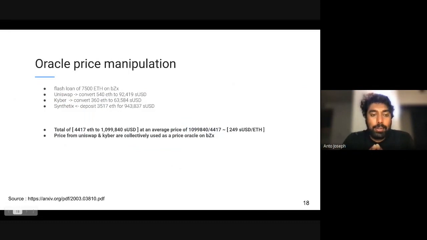So initially, there's a flash loan of 7,500 Ether on BCX. And then the attacker would convert their Ether to SUSD on Uniswap and Kyber. And they would deposit a certain amount of Ether to synthetics to get more SUSD. So at this point, the attacker has a lot of SUSD. So in total, about 4,417 Ether is converted to this much SUSD at an average price of 249 SUSD per Ether. The price of Uniswap and Kyber are collectively used as a price oracle on BCX. So that's the trick here.